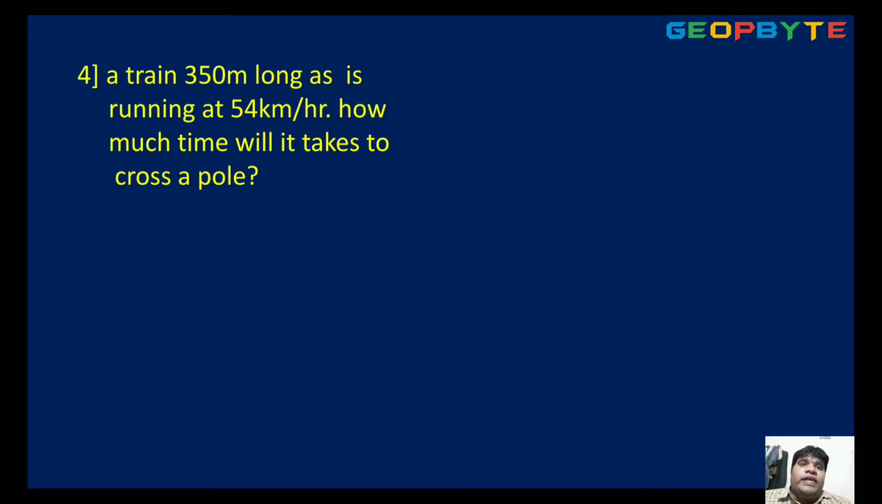Next one. A train 350 meters long is running at 54 km per hour. How much time is taken to cross the pole? Okay, now pole. So 350, and 54 we just now finished. Now 5 by 18, 18 threes, 3 fives 15. So 350 by 15, 5 threes, 5 sevens, 70 by 3 seconds is the time. Okay, children. Next.